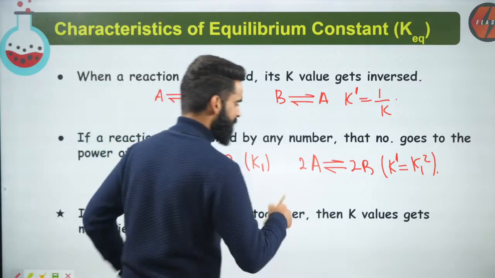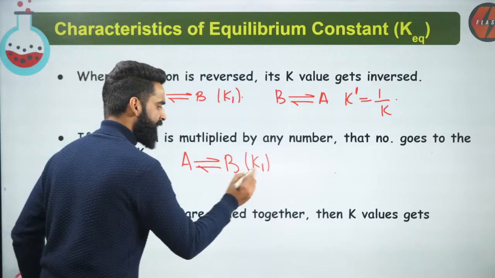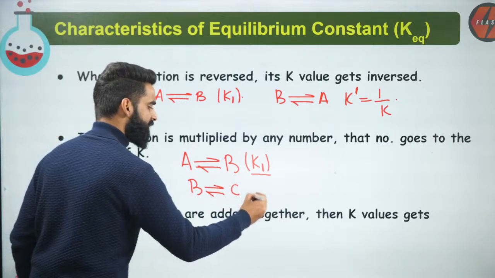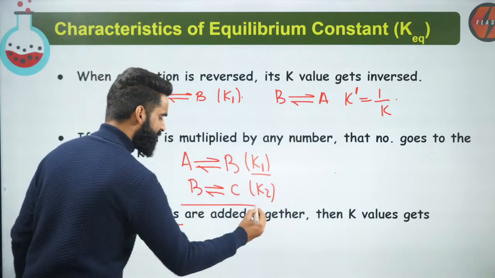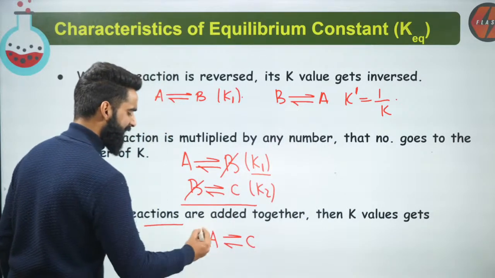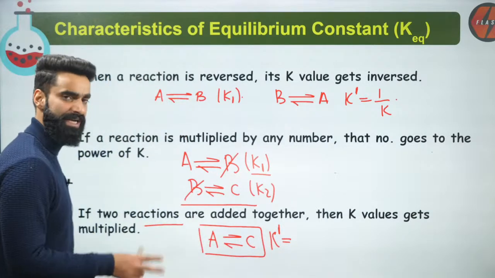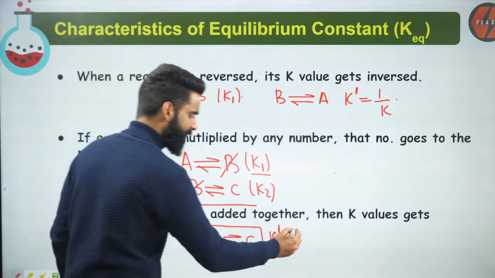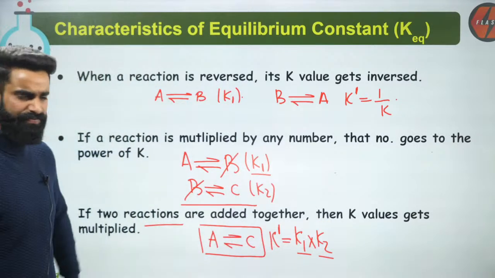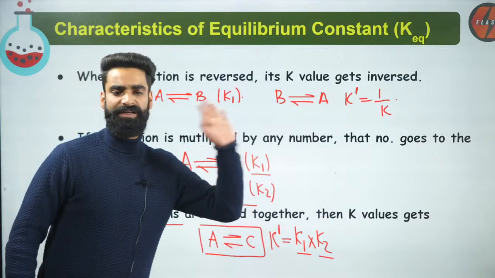For example, have a look, guys. It's a very simple thing. Let's say I've got the reaction A in equilibrium with B, whose equilibrium constant is K1. Let's say I've got one more reaction, B getting converted into C, whose equilibrium constant is K2. If I add these two reactions, this B and this B will get cancelled, and the net reaction I'll get is A in equilibrium with C. What about the new equilibrium constant for this reaction? Whenever you add reactions, their equilibrium constants are multiplied. So the new equilibrium constant becomes K1 multiplied by K2. If you are adding 3 reactions, it would have become K1 into K2 into K3 like that.